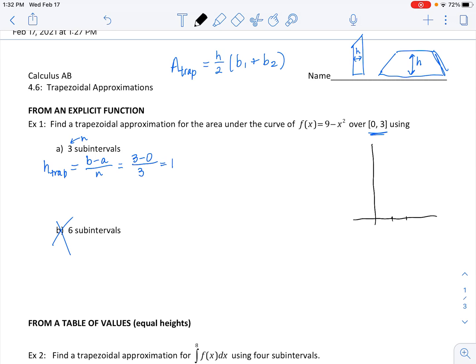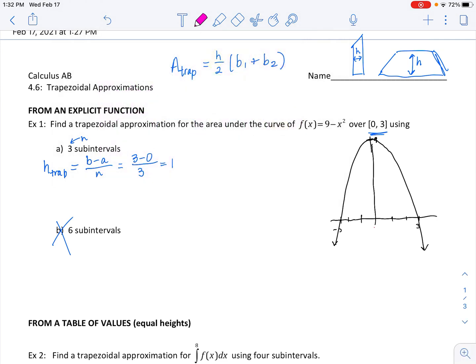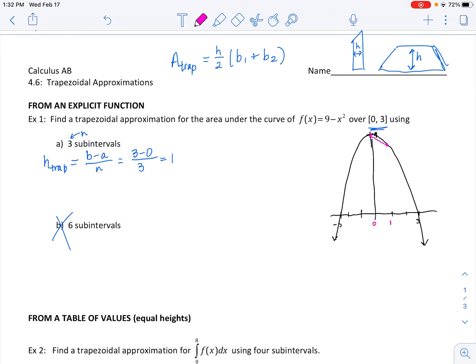This is not to scale, so let's be clear on that. Let's say this is 9 up here, and this is 3 and negative 3. So we have this upside down parabola that looks like this, right? And we're embedding trapezoids in there. So we know that each one is going to be 1 unit wide. So the first one, I just want to sketch what that looks like. Between 0 and 1, we're going to draw a trapezoid that's as high as the function is at 0 and 1. So the first trapezoid is this pink guy.